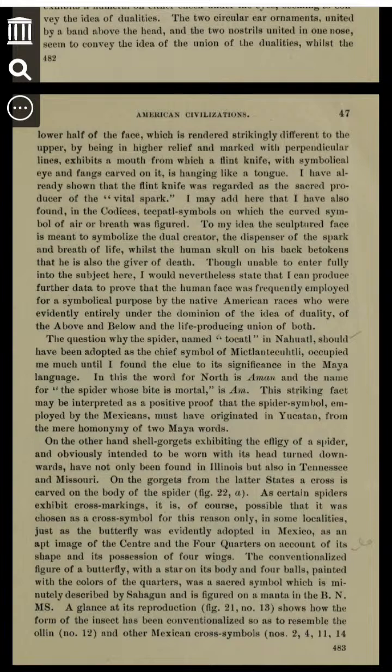Though unable to enter fully into the subject here, I will nevertheless state that I can produce further data to prove that the human face was frequently employed for a symbolic purpose by Native American races who were evidently entirely under the dominion of the idea of duality of the above and below, and the life-producing union of both.